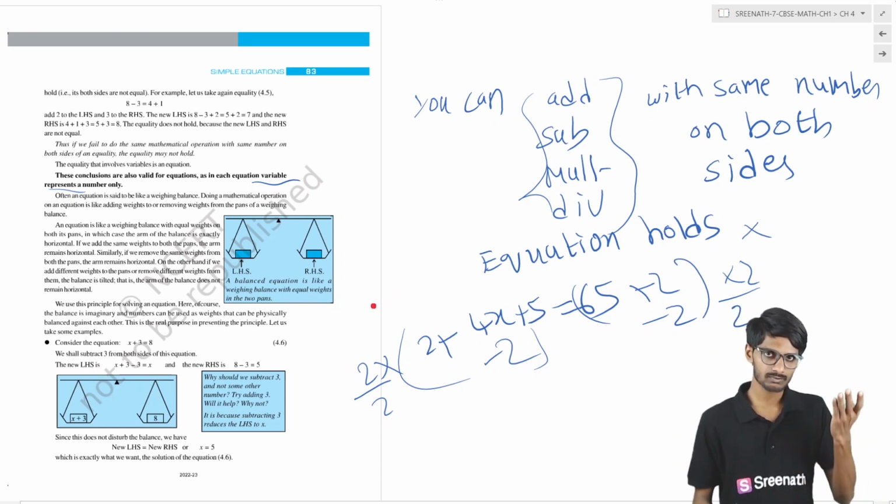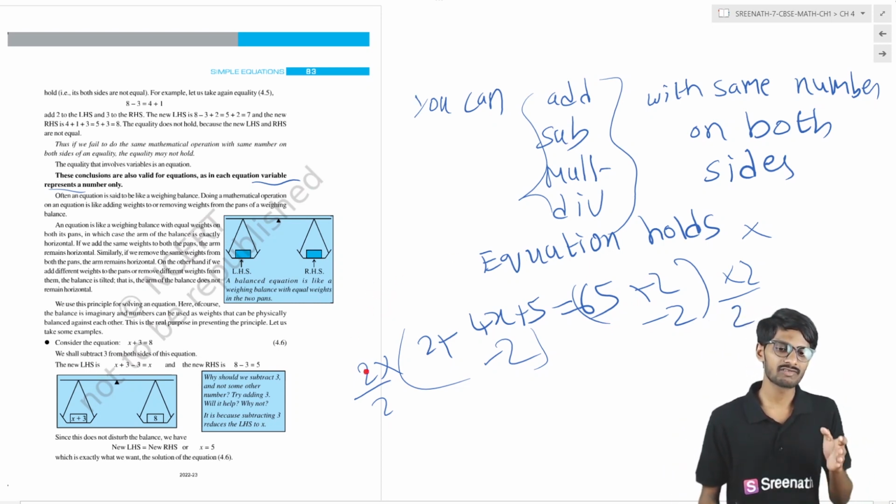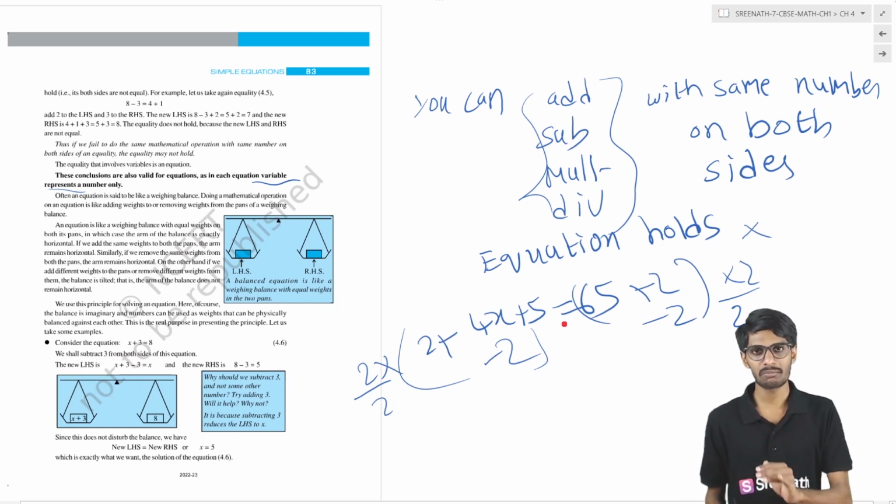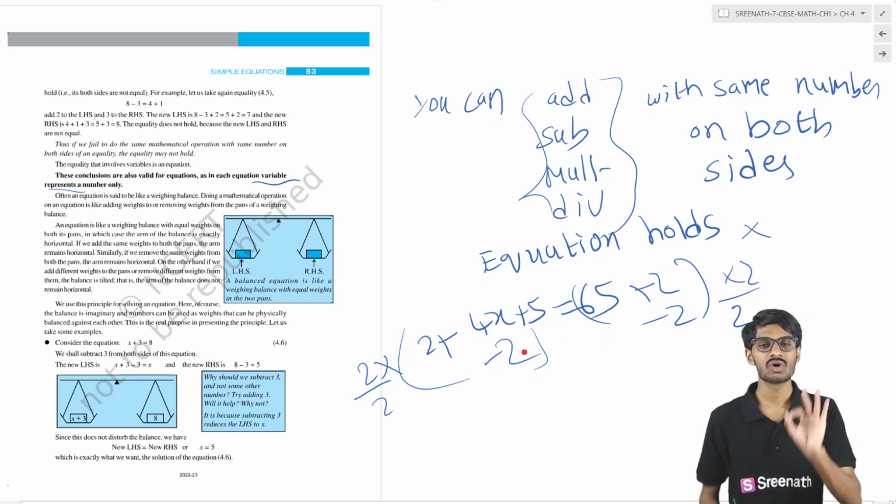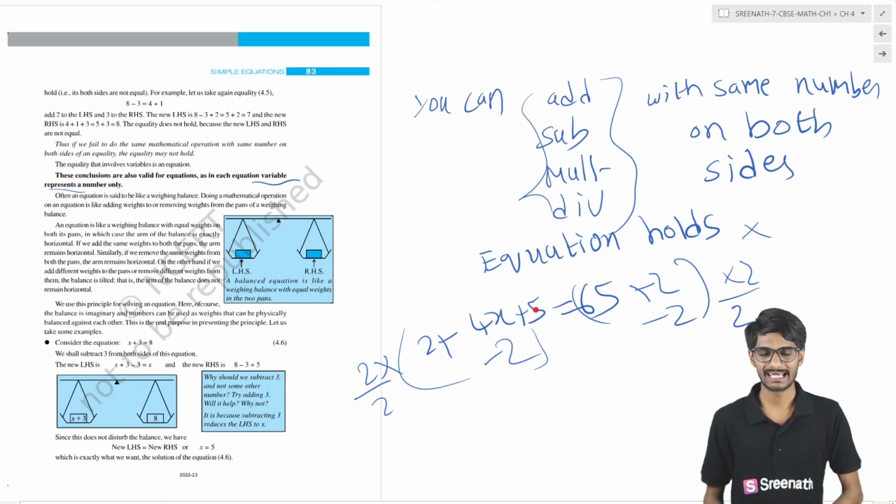And whenever you multiply by the number 2 on the left side and divide by the number 2 on the right side, then it will make changes. But whenever we do the same operation with the same number on both sides, then the equation holds. No problem. Okay students, that is the thing you have to know.